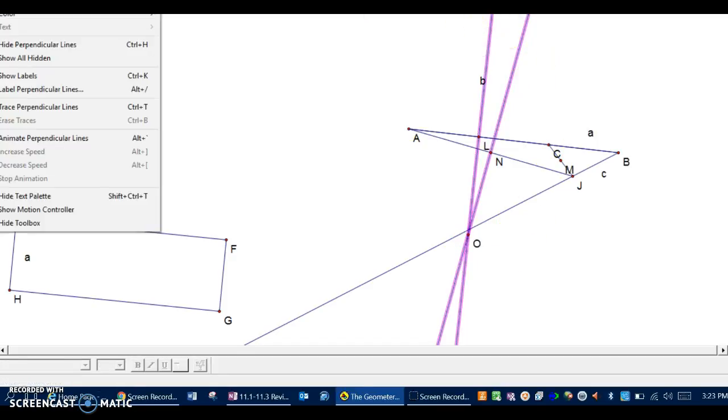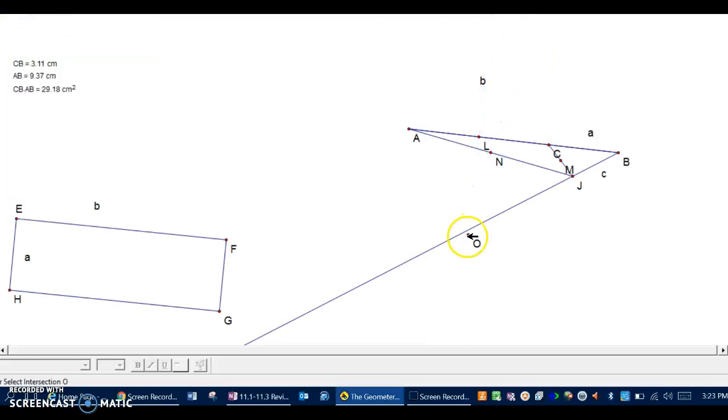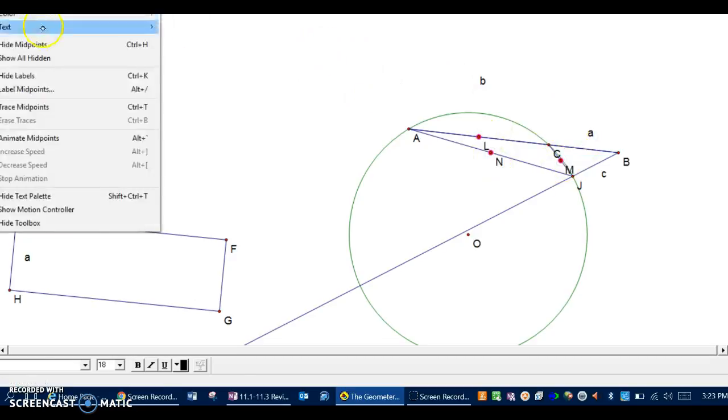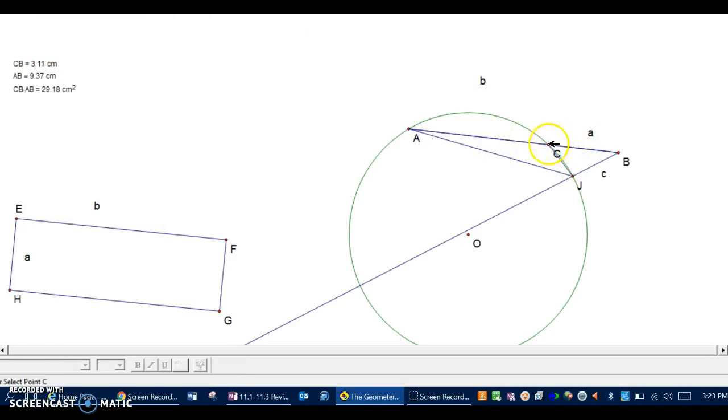Clean this up a little bit, hide those lines. From here to any one of those points, point A, we can construct the circle by center and point. And again, I'll clean this up a little bit more. Hide those. You see that points C, J, and A are all on this circle. So A times B is equal to C times X. So if I put this point over here, I should be able to get this thing to work out.